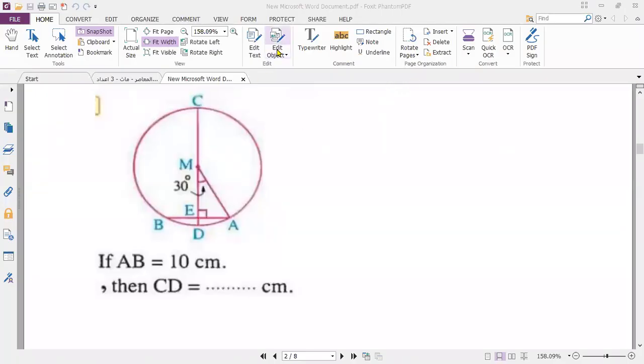Here in the circle M, the angle AMD equals 30 degrees. Okay. And the length of AB is 10 centimeters. AB is a chord in the circle. And the straight line here passes through the center of the circle and is perpendicular to this chord. This angle is 90.